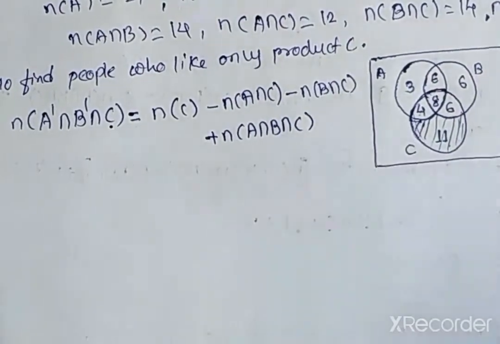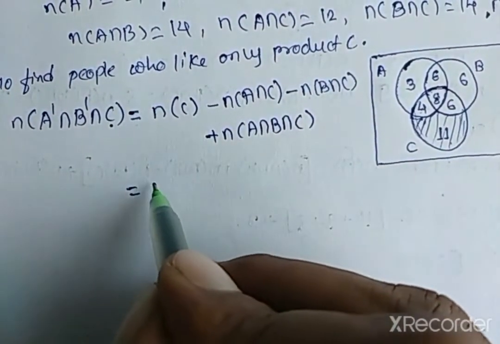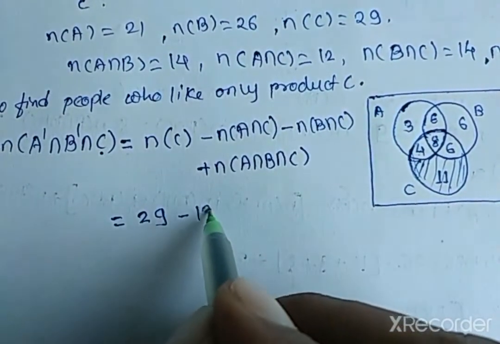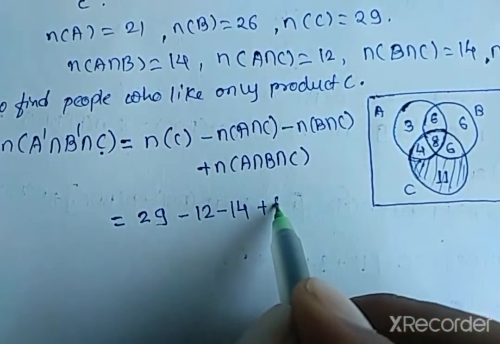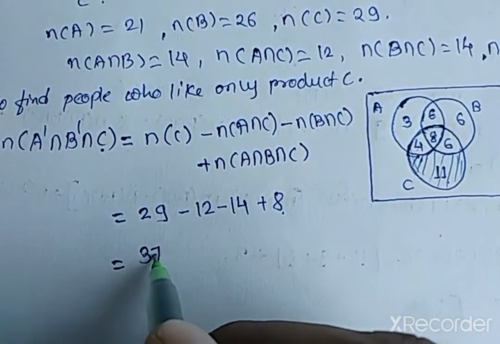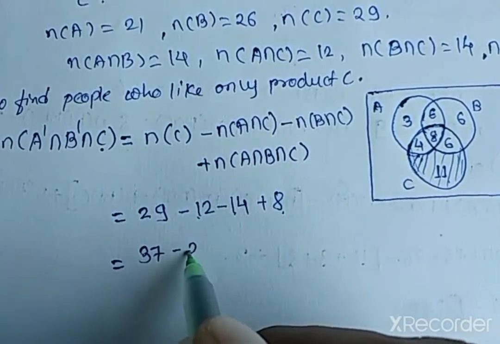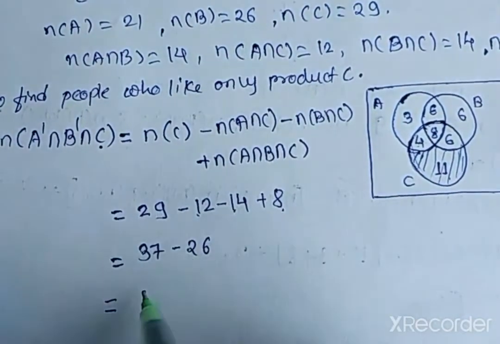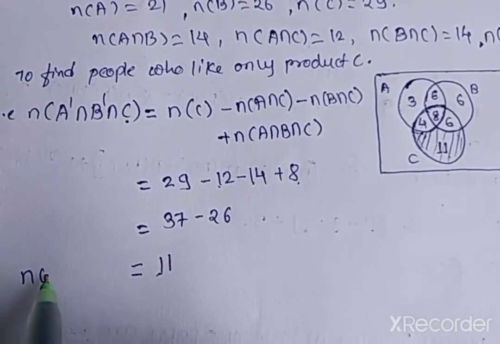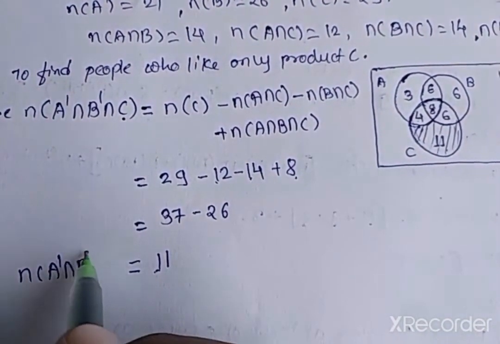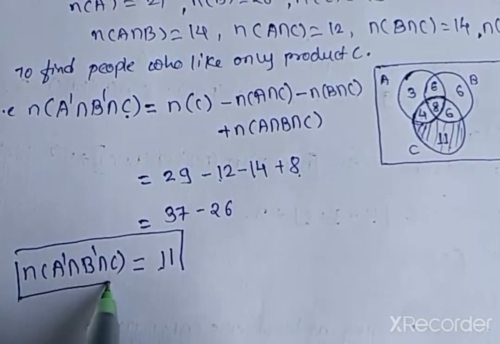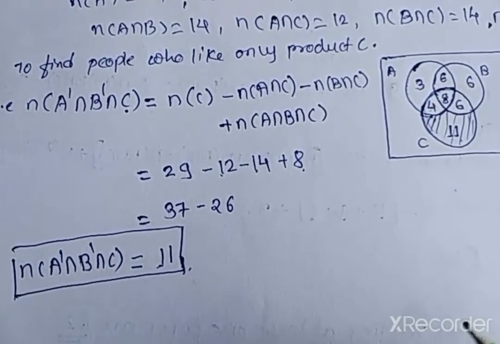So here it gives 29 minus 12 minus 14 plus 8, which is equal to 29 plus 8 is 37, and minus 12 minus 14 is minus 26, which gives 11. That is n of A complement intersection B complement intersection C. Okay, that is people who only like product C.